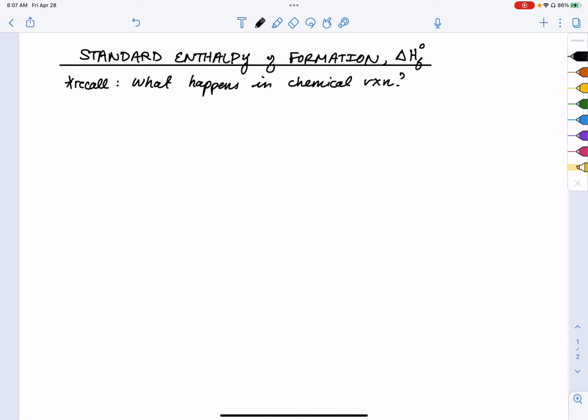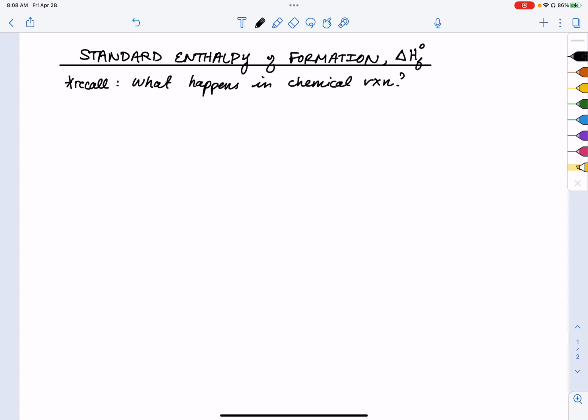let's remind ourselves of exactly what's going on in a chemical reaction, because that will help us understand conceptually why the standard enthalpy of formation is something that is useful to us when trying to determine the heat of reaction. So recall, what happens in a chemical reaction?